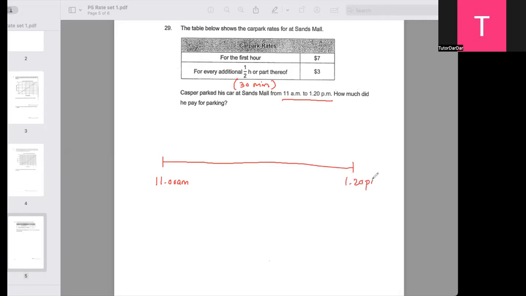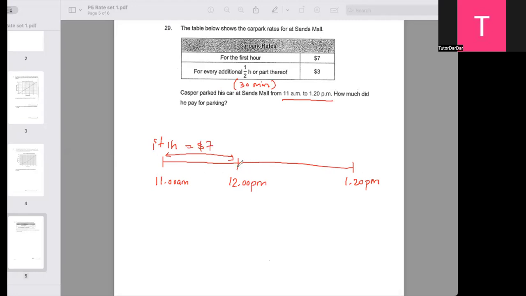1:20 p.m. Now, for the first hour is $7. So 11 a.m., I will stop at 12 p.m. This duration is 1 hour. This is the first 1 hour, which is equivalent to $7.